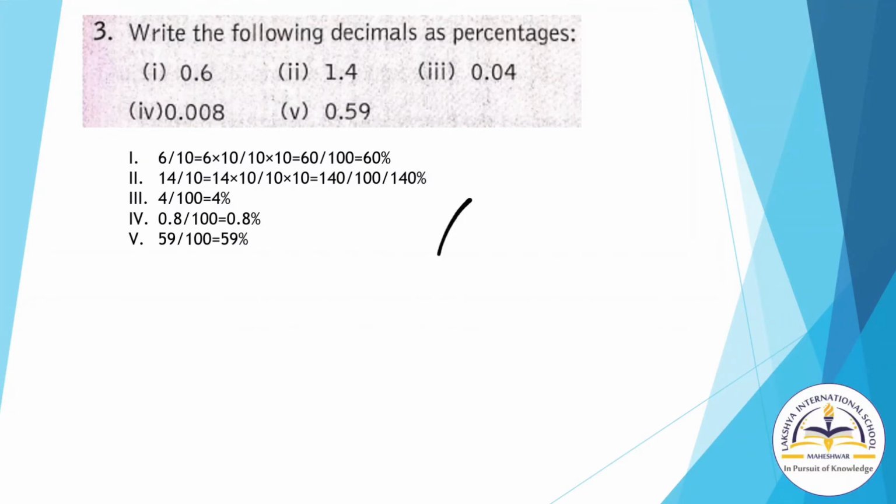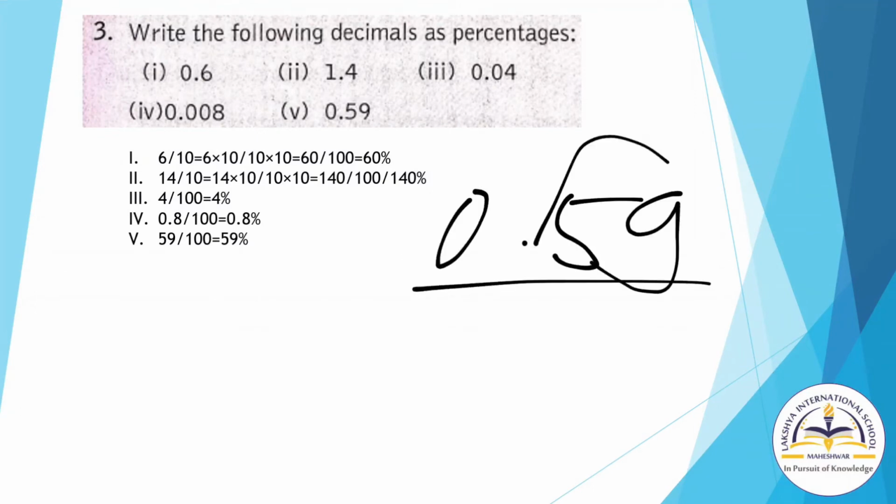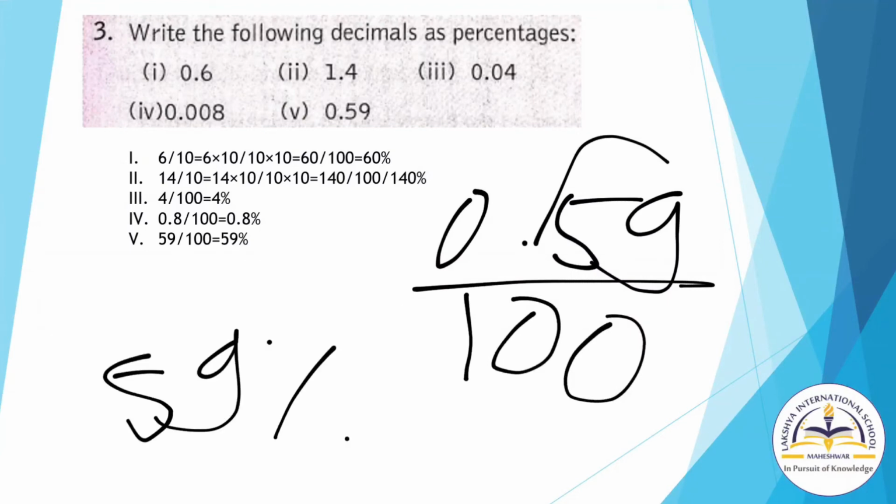Now 0.59. When you remove the decimal, you will get 100 in the denominator, so 59% is the answer.